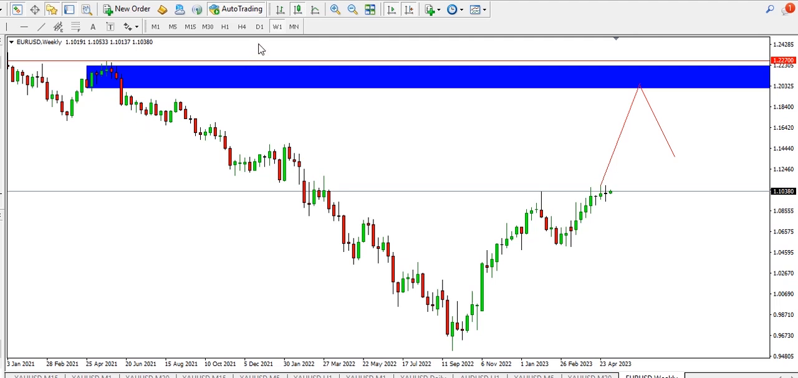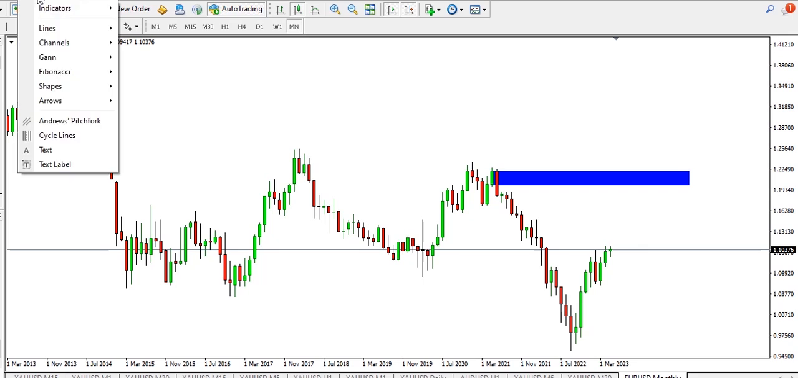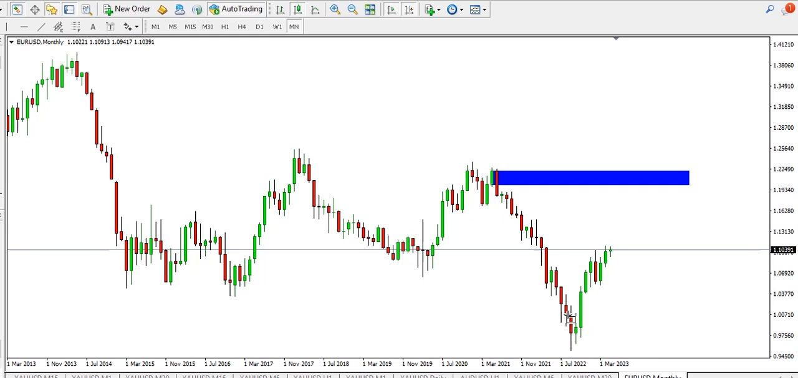Of course, if you go back to the monthly time frame, that was the order block to the upside. Let's look for an order block to the downside. You have an order block around here, the last opposing candle at the bottom.